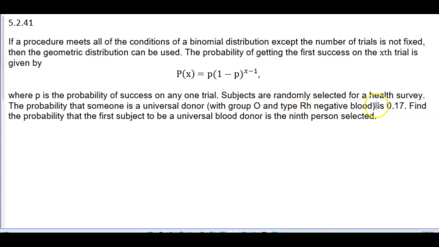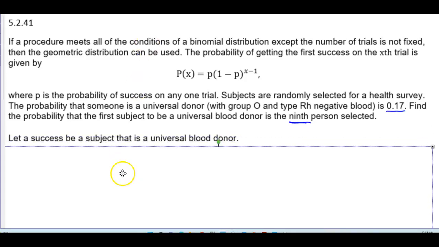Subjects are randomly selected for a health survey. Now, the probability that someone is a universal donor with group O or type Rh negative blood is 0.17. We want to find the probability that the first subject to be a universal blood donor is the 9th person. So here are the values that we're concerned with: the 9th and 0.17.